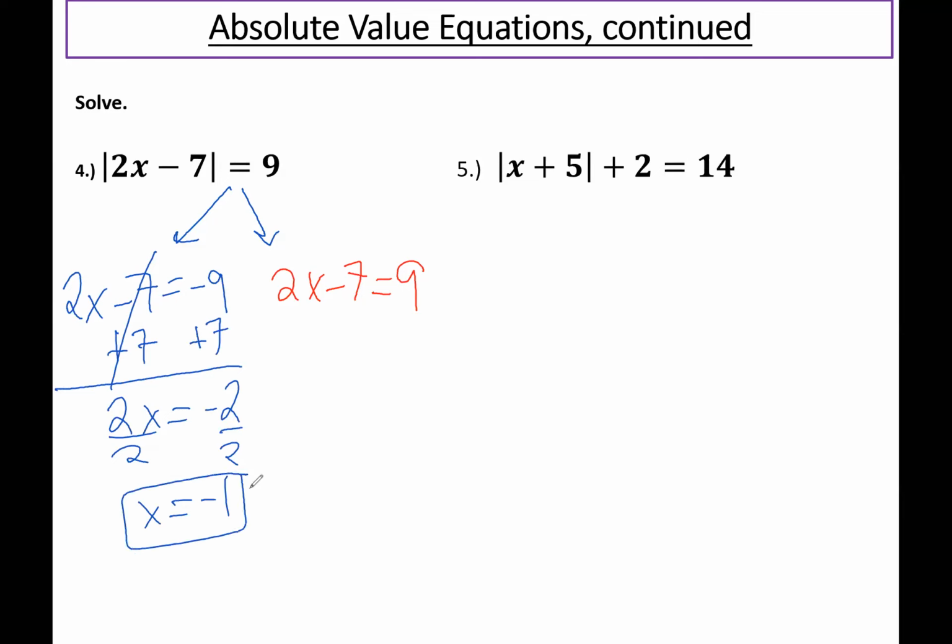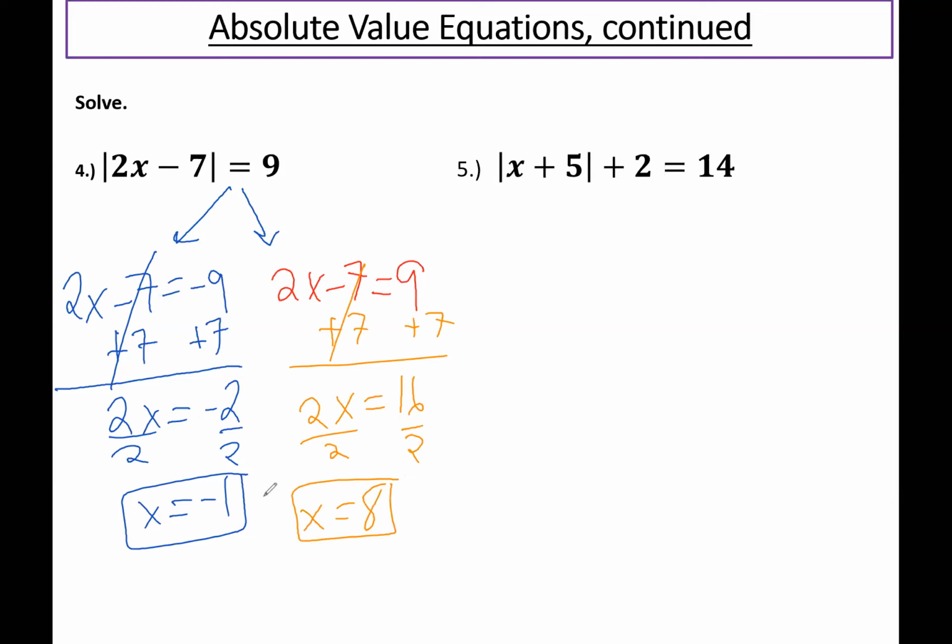Now I'll go over to the other side and solve for x over here. I'm still going to add 7 to both sides. 9 plus 7 is 16. Divide by 2. And x is equal to 8. So those are my 2 solutions.